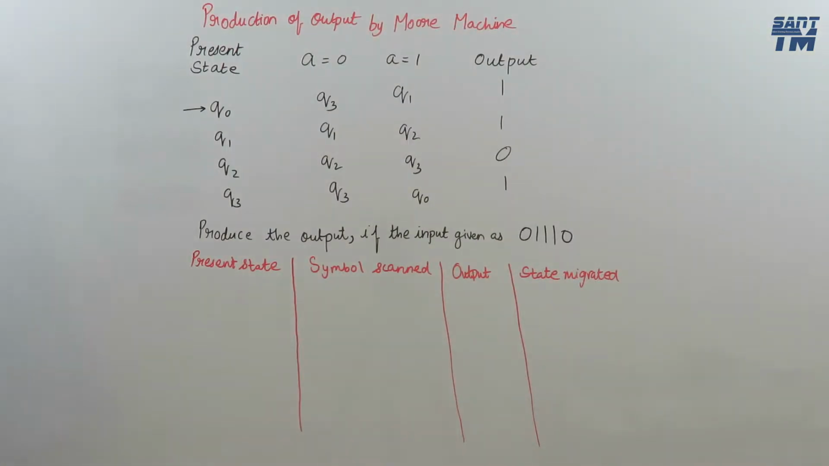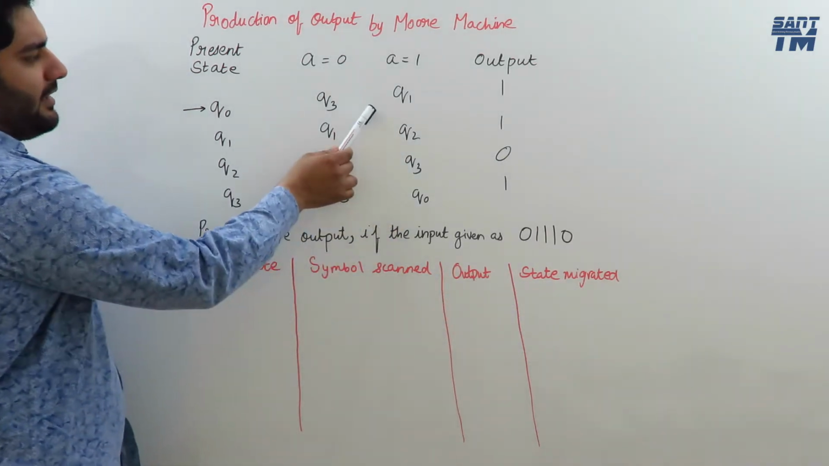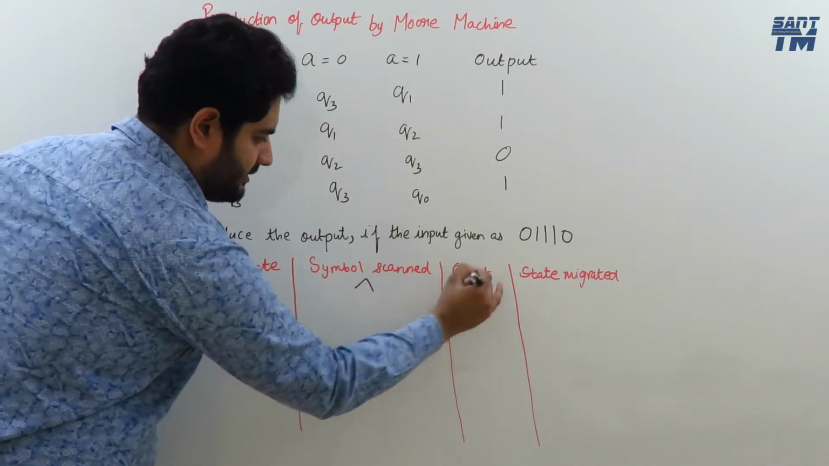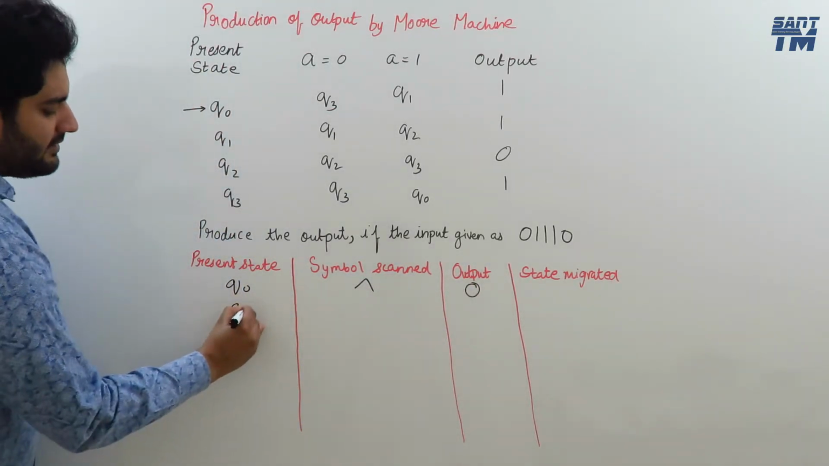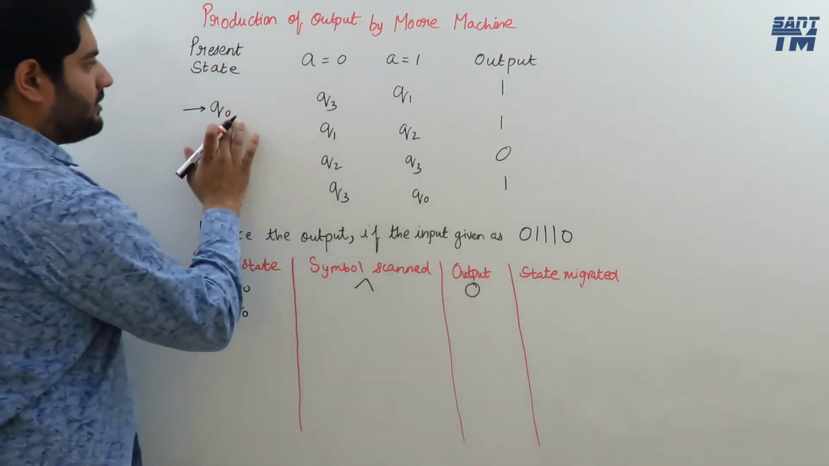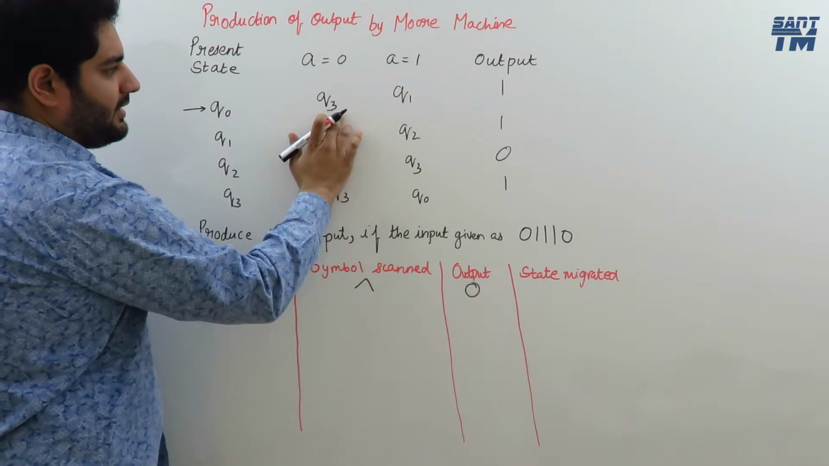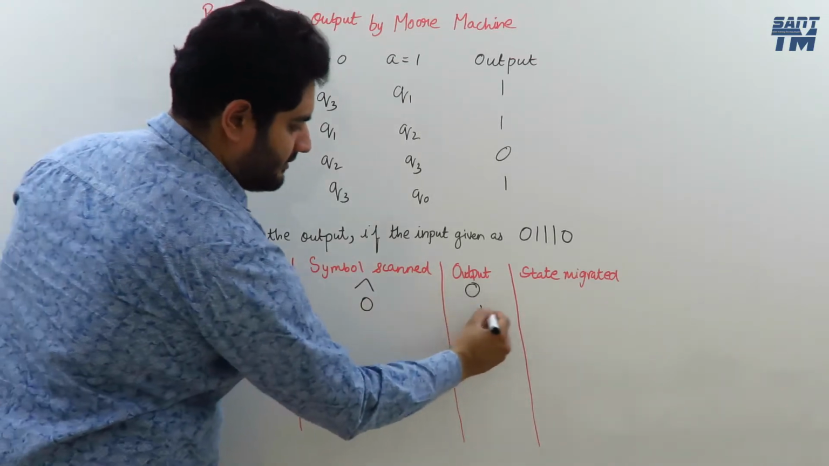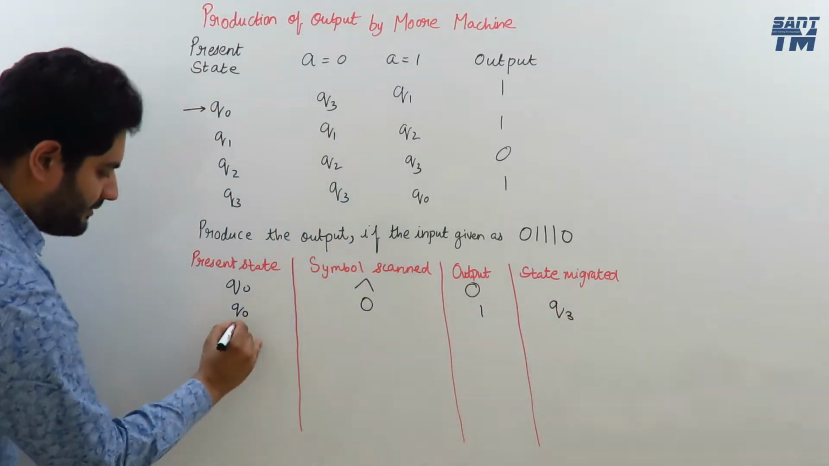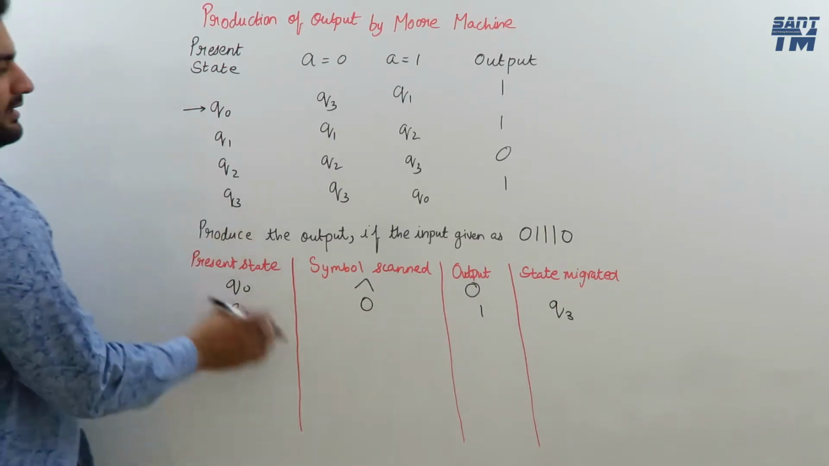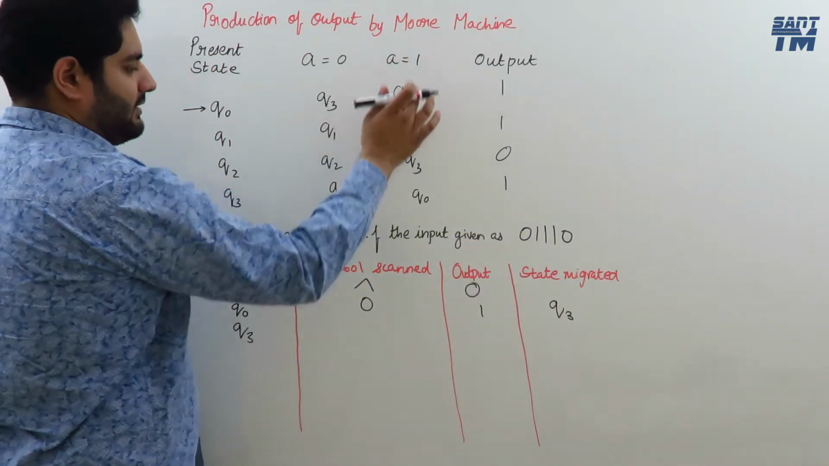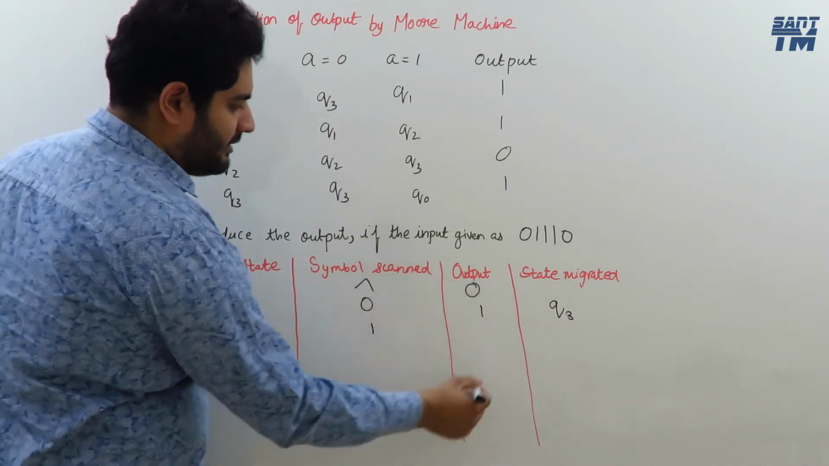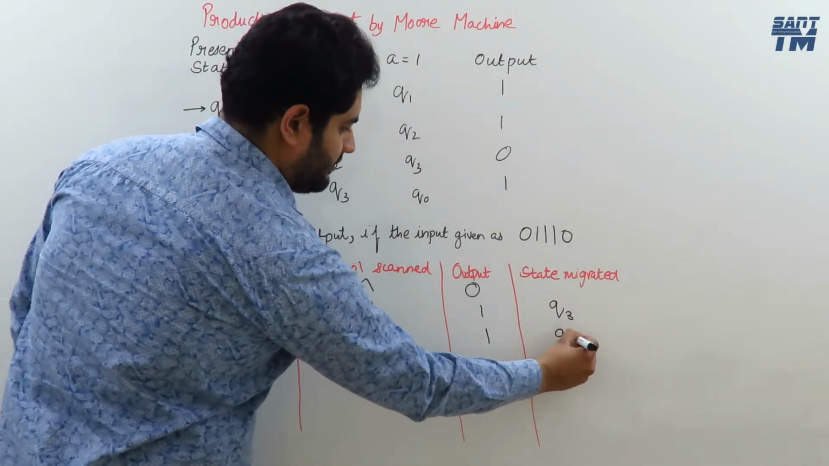Now in this question we are given a string 0 1 1 0 and we have to find the output for this Moore machine. First, Q0 null and 0 output. Then we start again from our initial state Q0. Q0 on applying this 0 moves to state Q3 and gives the output 1. So Q3 becomes our present state. Q3 on applying this 1 moves to state Q0 and produces the output 1.